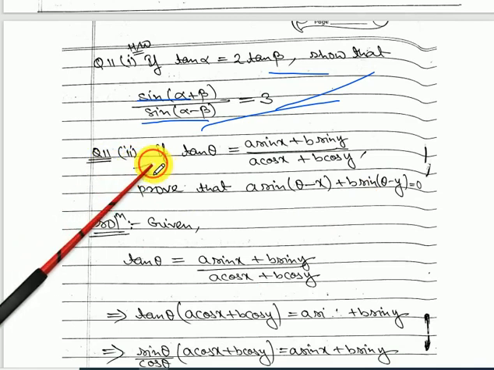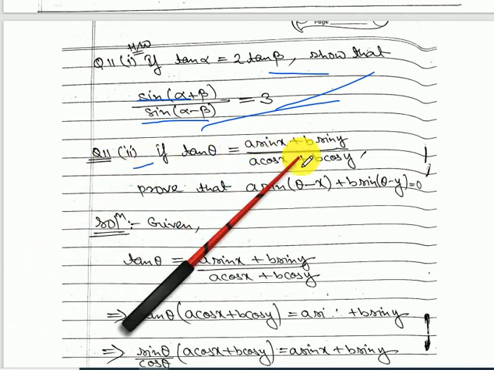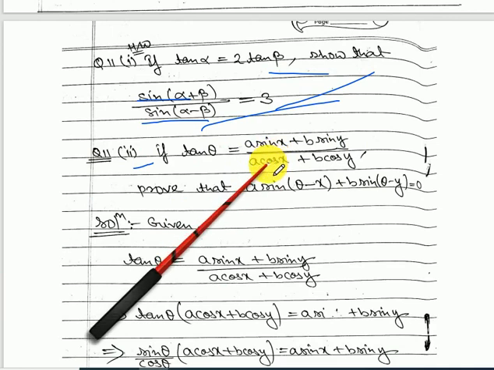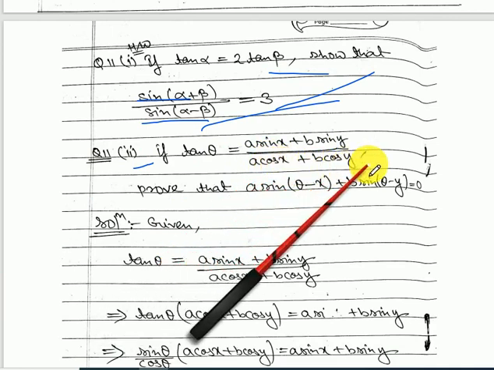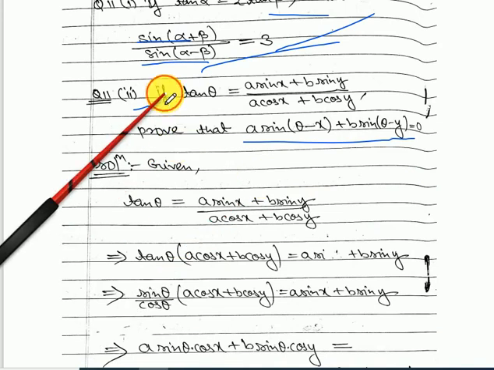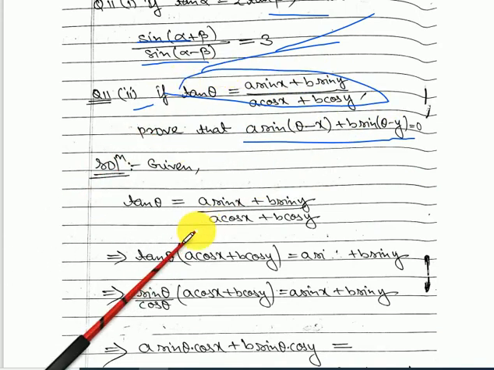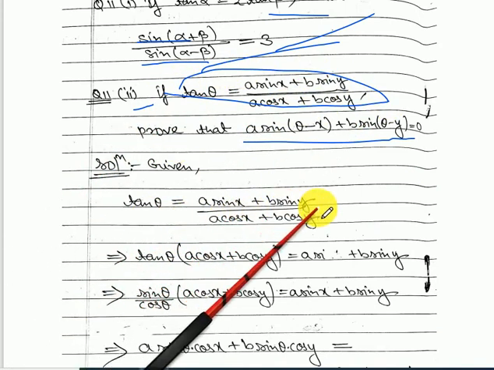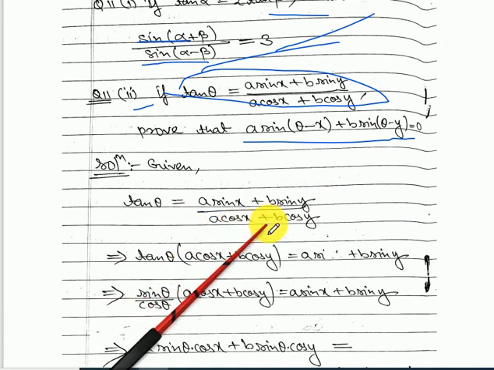Question number 11.2. If tan theta equal to (a sin x plus b sin y) upon (a cos x plus b cos y), prove this, clear. So we will start with this given part. So tan theta equal to (a sin x plus b sin y) upon (a cos x plus b cos y), cross multiply.